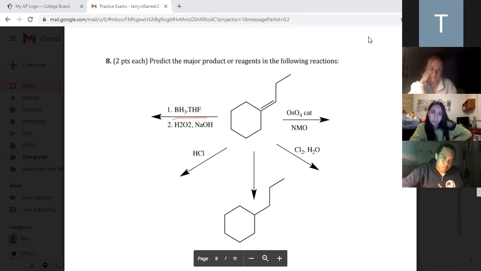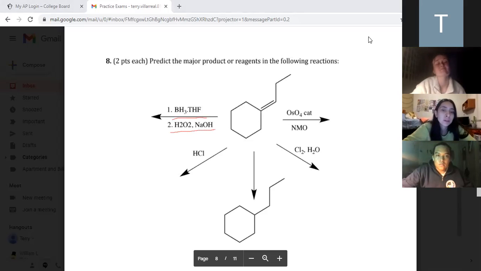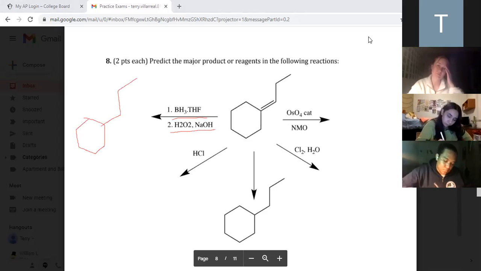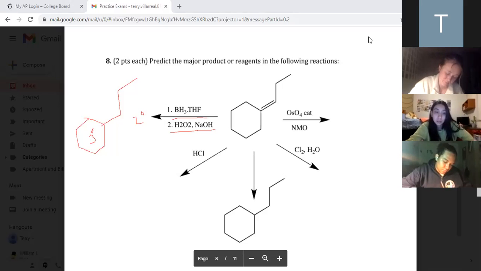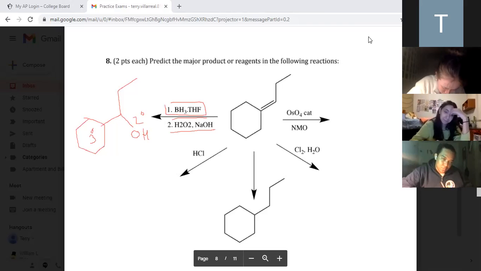BH3, THF, H2O2, NaOH. What are we adding to our double bond? An OH group? We are adding an OH group. So I'm going to draw my product because we're not doing anything to the actual single bonds. Those are all going to stay in place. But now, are we adding the alcohol to the tertiary carbon or the secondary carbon? The secondary carbon? You are correct. BH3, hydroboration. Whenever we see BH3 and THF, we know that we're adding an alcohol. This is the anti-Markovnikov one.